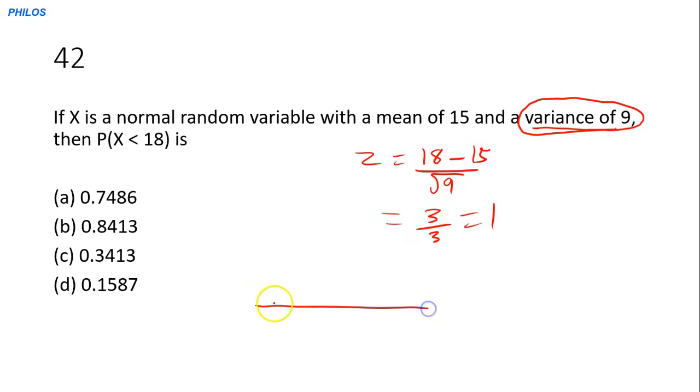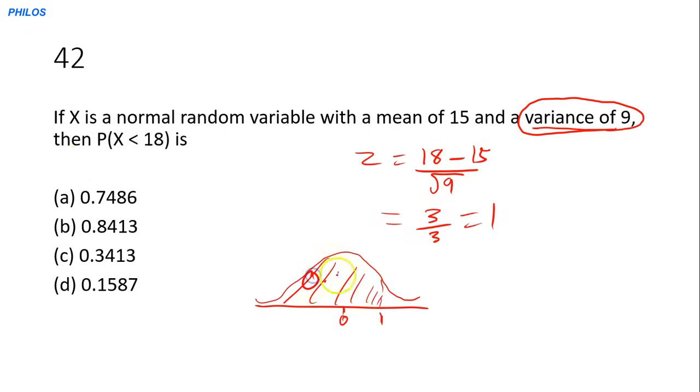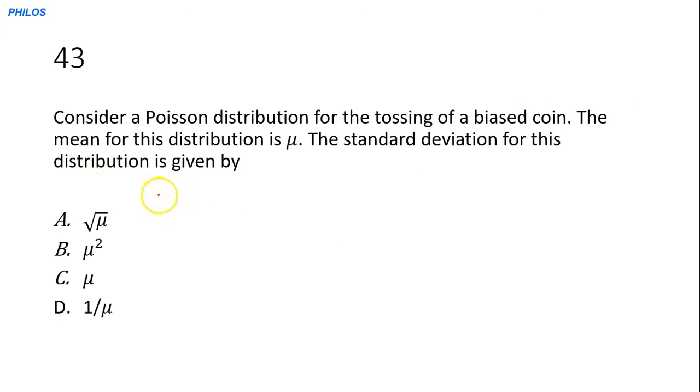So when we sketch the curve, 0 will be here, and then let's say 1 will be somewhere here. The question says less than, so meaning we should find this area. To get this area, we can just check positive 1.0 on the z table. That's 0.8413. So this area is 0.8413, and that's the answer. That's what we need. So the answer is B.